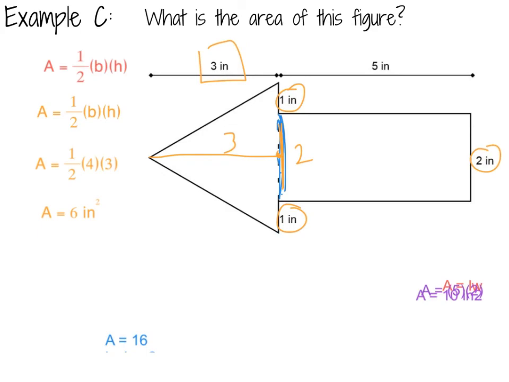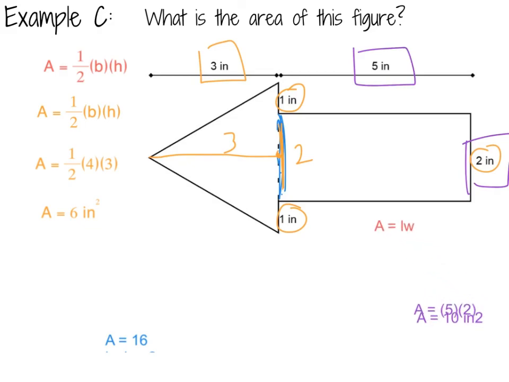I need to take a look at my rectangle, so I need the length and the width. So as we just talked about, the width is going to be 2, and my length is up here as 5. So I've got my length and my width. So I'm going to write down my formula, area equals length times width. Plug in 5 and 2. And when I multiply those together, I get 10. So I just need to add my two together. So 10 plus 6 is 16 inches.